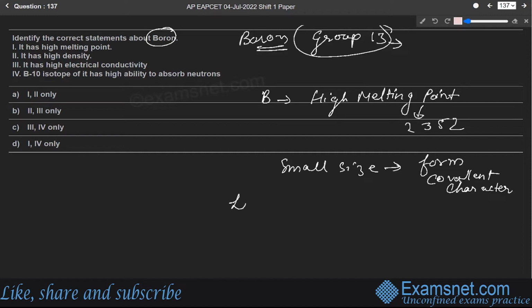Now let's talk about density. Density increases from boron to thallium, right? Boron, aluminium, gallium, indium, and thallium. So from boron to thallium density increases. Okay. Electrical conductivity, everybody knows. Boron is a non-metal, right? So it would obviously be a bad conductor.